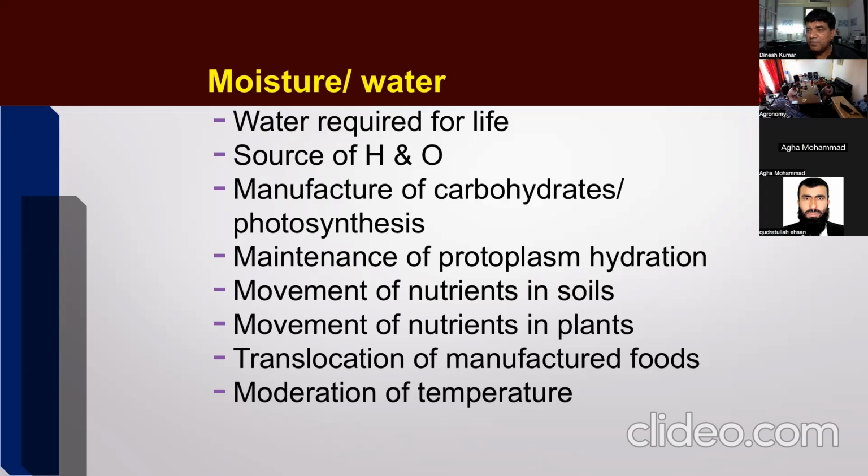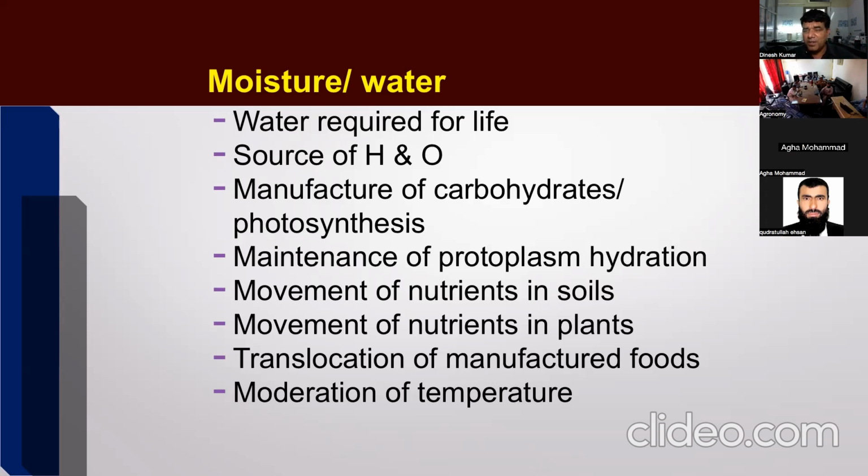Translocation of manufactured food. The food which is manufactured in the leaves has to be translocated or distributed in the plant system. The food which is prepared in the leaves must reach the roots, it must reach the branches, or be distributed to other parts of the plant. Then what happens? Water dissolves this food and transports it into different plant parts. Like it is doing the job in soil, similarly it is doing a similar job in plant also to distribute the food.